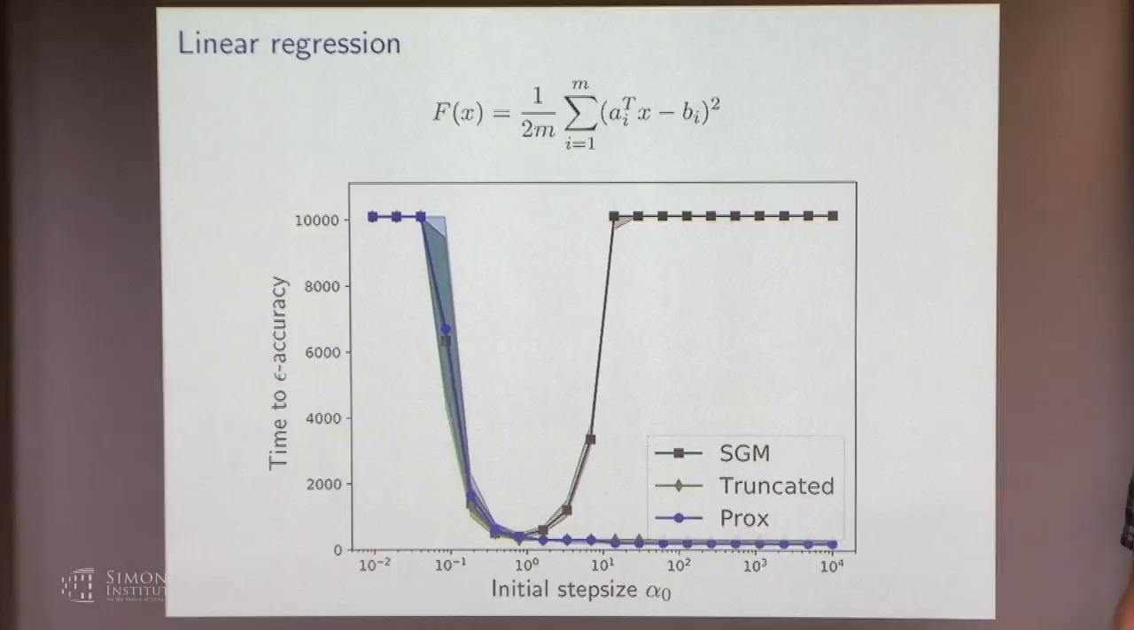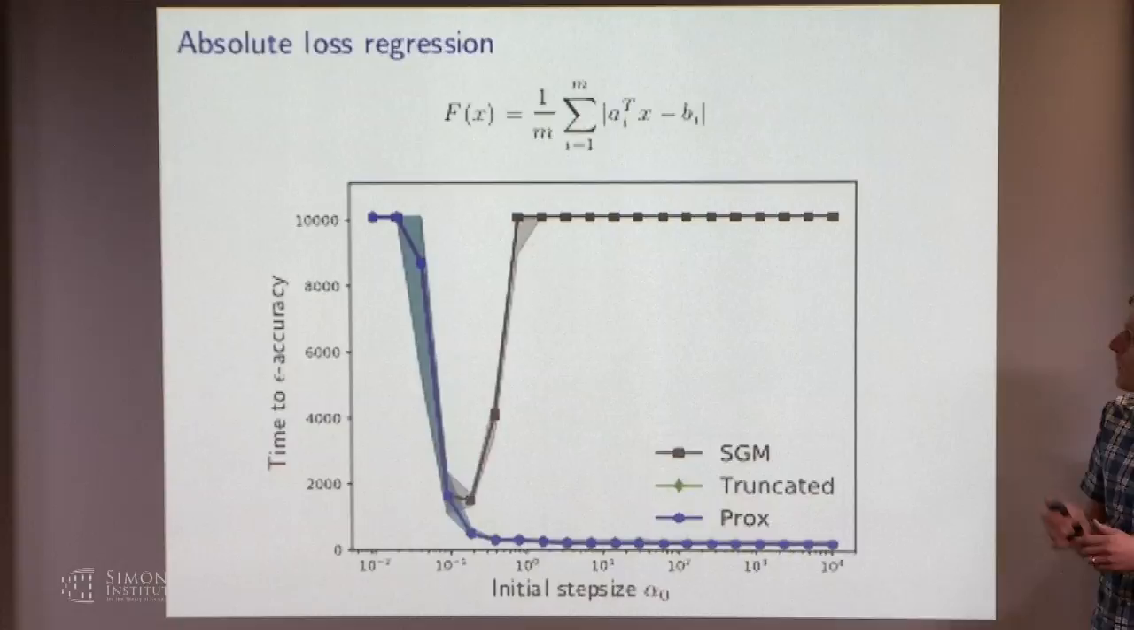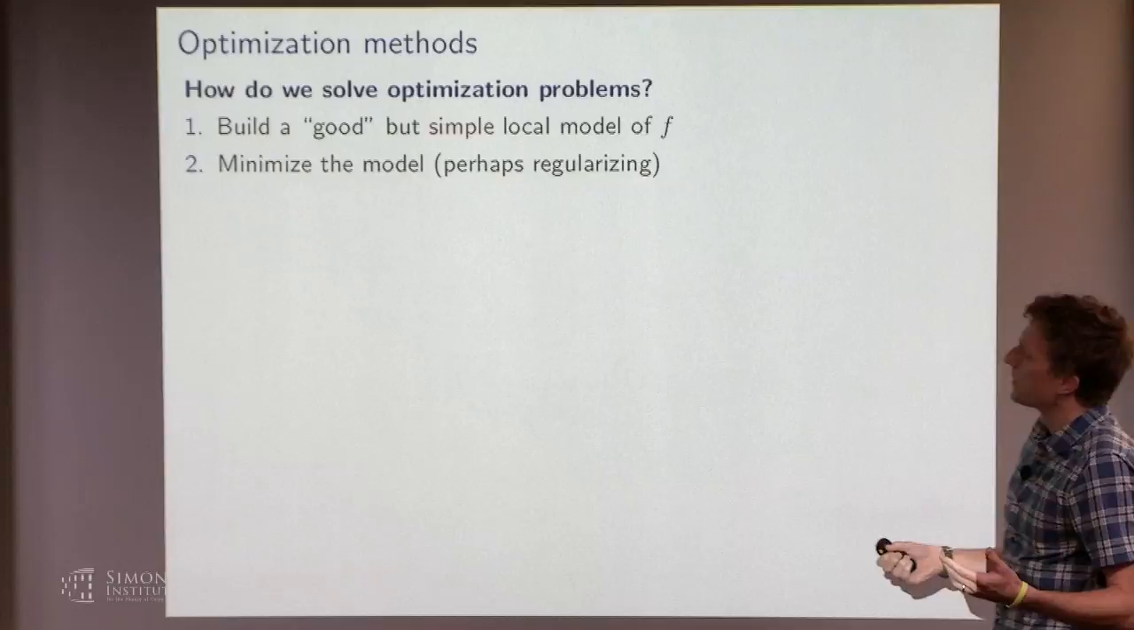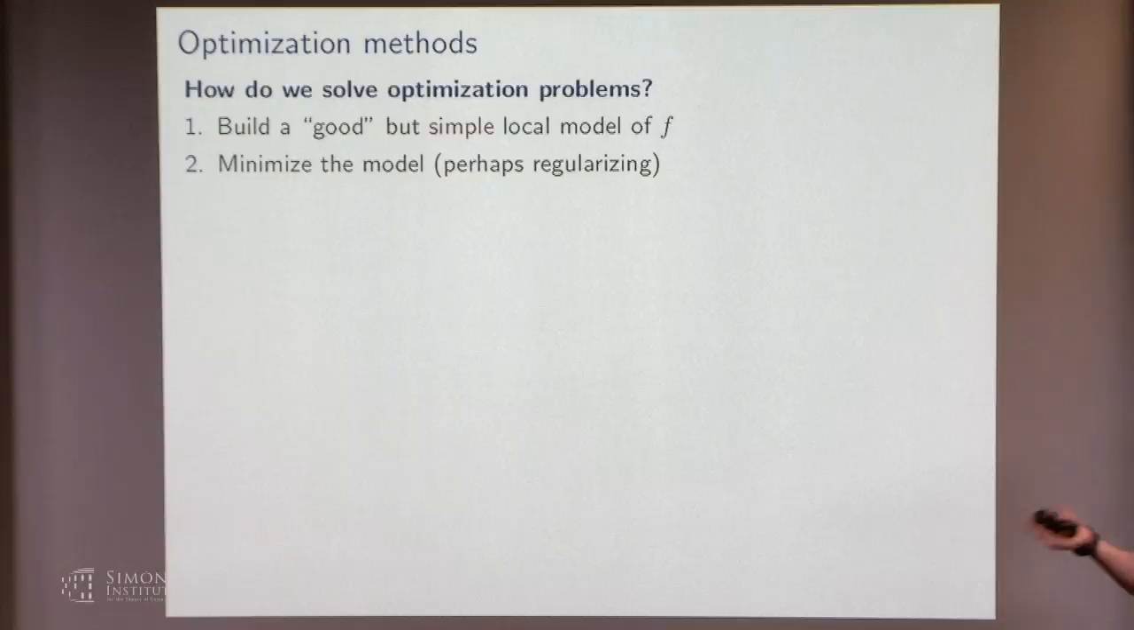So let me start to dig in and tell you what's going on here and explore this a little bit. Oh, there's another one. This is with absolute loss, things get worse. So what do I mean by models in optimization? Take a step back and ask, how do we typically solve optimization problems? We build some good but simple local model of our function f to be minimized, and then we minimize it.